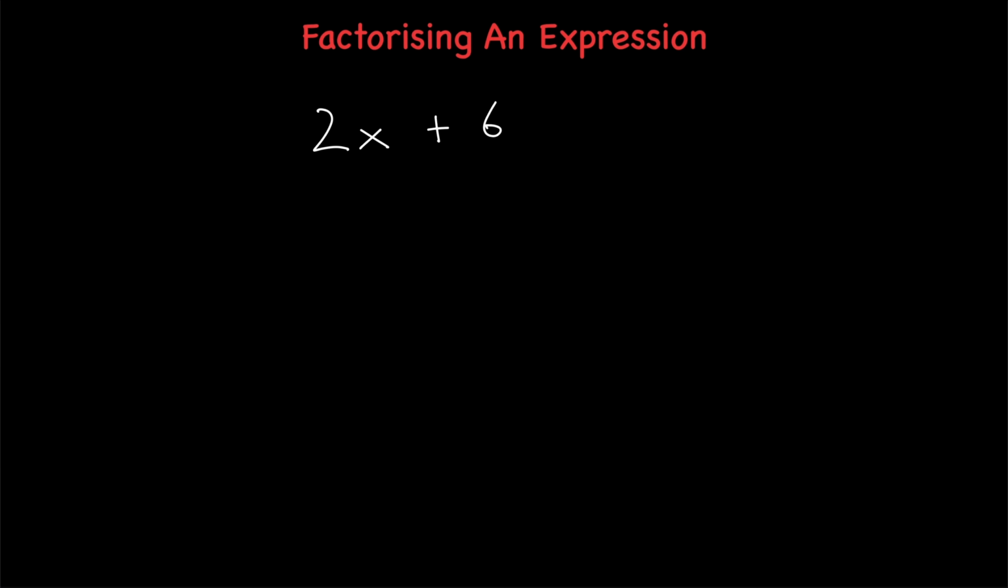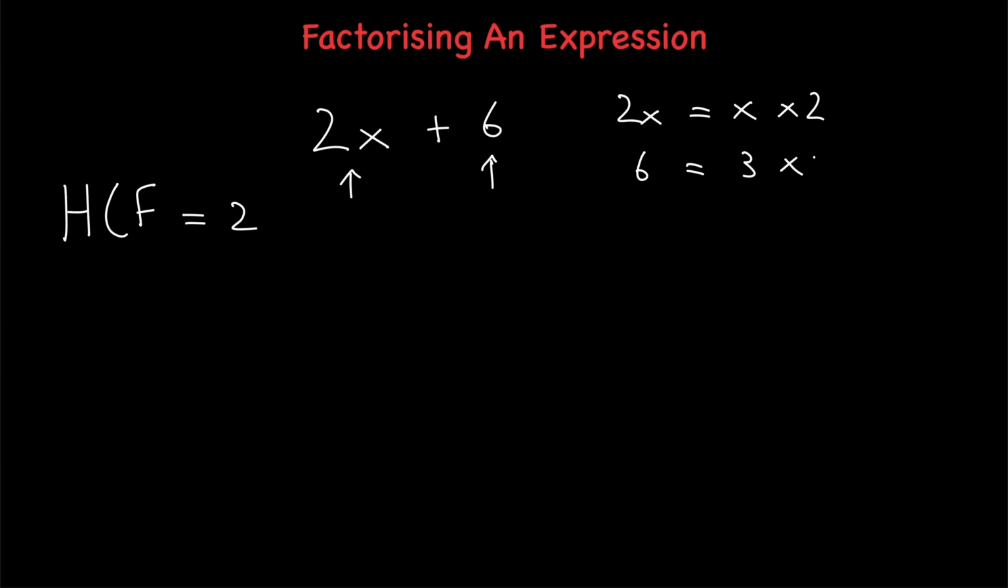Let's factorize 2x plus 6. In order to factorize this expression, we need to find something known as the highest common factor. And that's the biggest number or variable that goes into each term of the expression. In 2x and 6, the biggest number that goes into both is 2. Because 2x equals x times 2, and 6 equals 3 times 2.